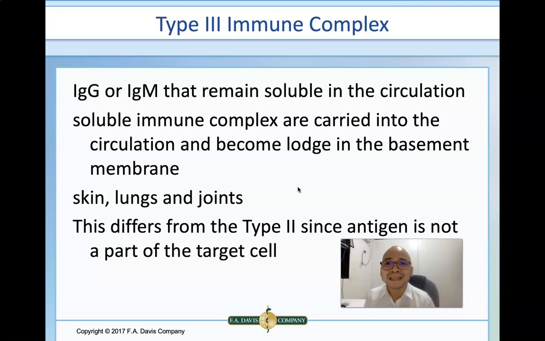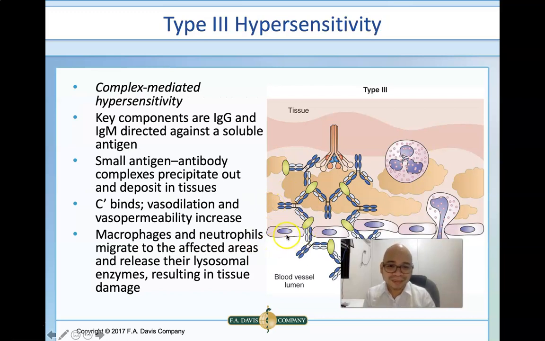Okay, do not forget, in type 2 cytotoxic reaction, the antigen itself is part of the cell. Or the cell itself contains antigen, which is different from type 3. Type 3 is that the antigen is not part of the target cell. In our illustration here, the target cells are endothelial cells. The antigen here are the green things, the green illustration here.